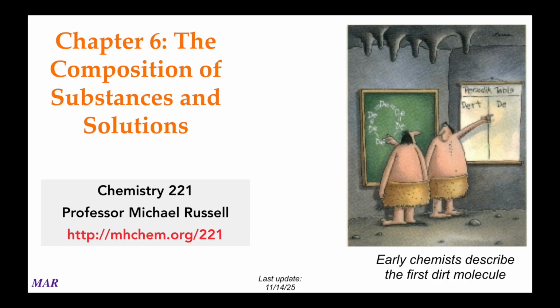Greetings and welcome to the complete lecture for Chapter 6 of Chemistry 221, which is called The Composition of Substances and Solutions. And we're going to see here that there's a lot of utility that a chemist can get out of a solution. And knowing about the composition of different things can certainly help a chemist as well.